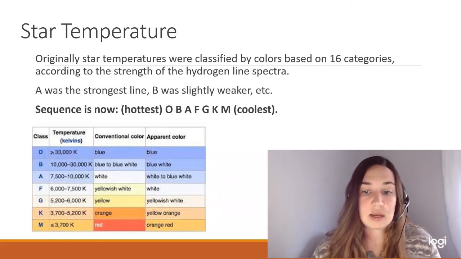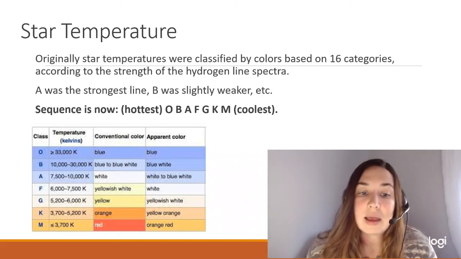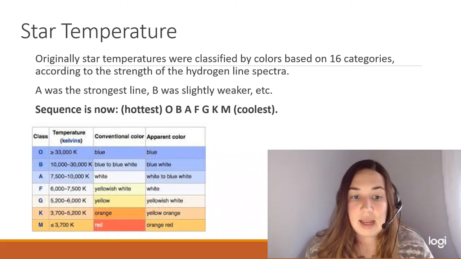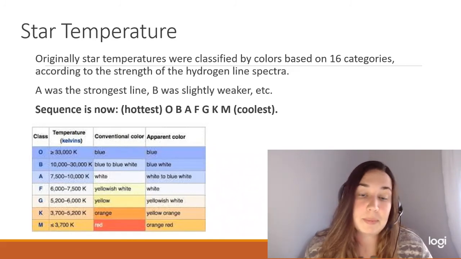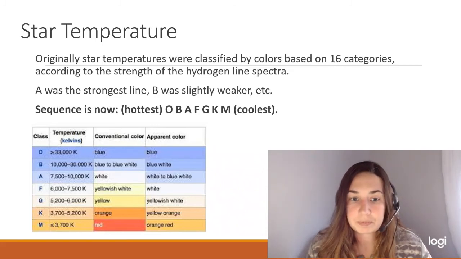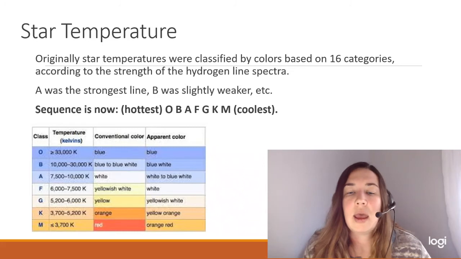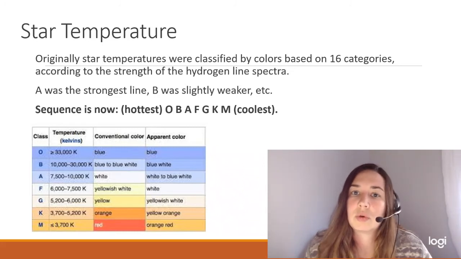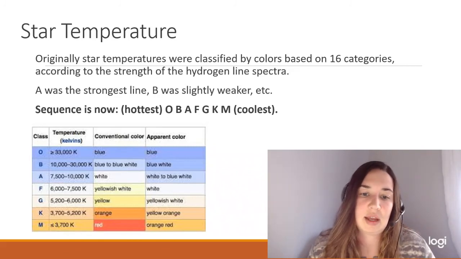In this nice little graph that I provided on the side here, you can see the classes on the left-hand side of the table, the temperature in which they fall for that particular class, and then the color that they appear to be. This includes conventional color and apparent color, and that's partially because it's hard to determine the colors based on what you see with the naked eye.